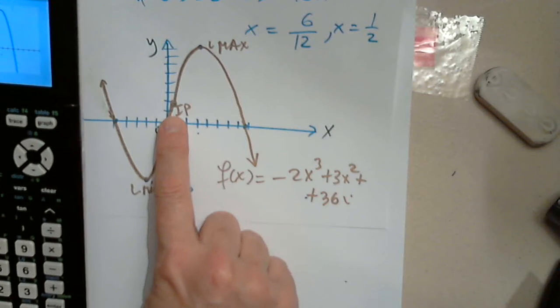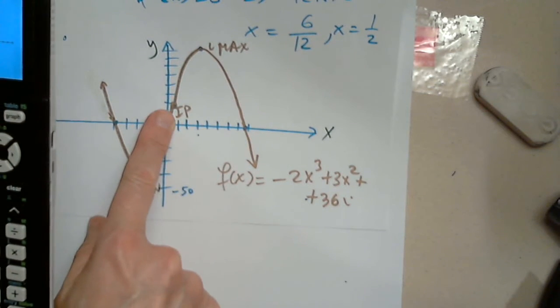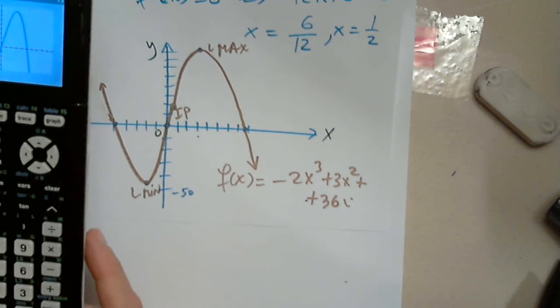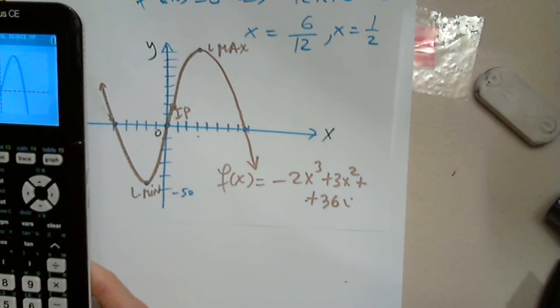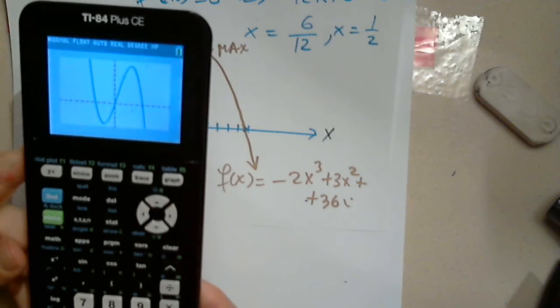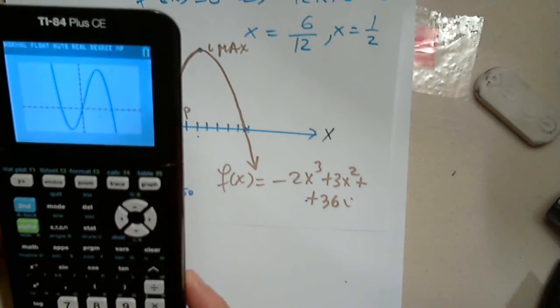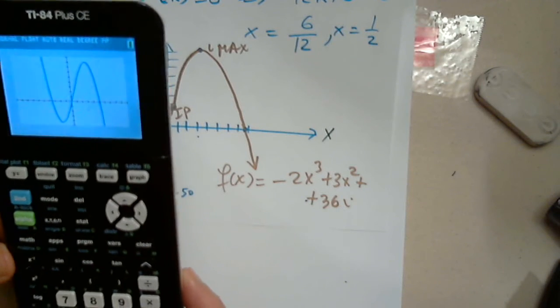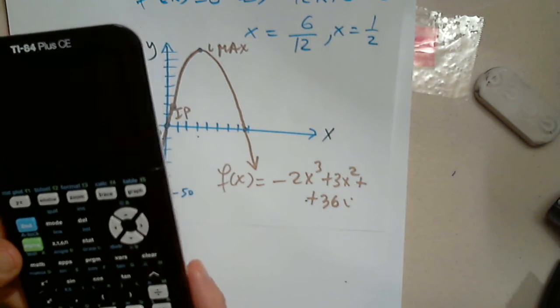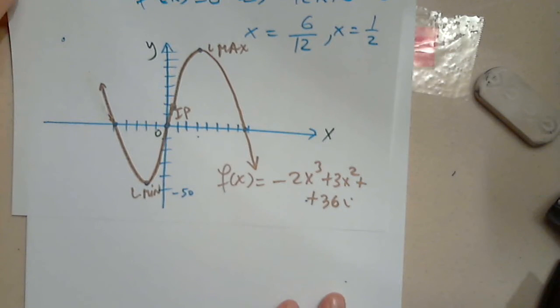I know where it is. We know where it is. At 0.5, 18.5. But the calculator will not tell us. Any questions? Any questions on this?